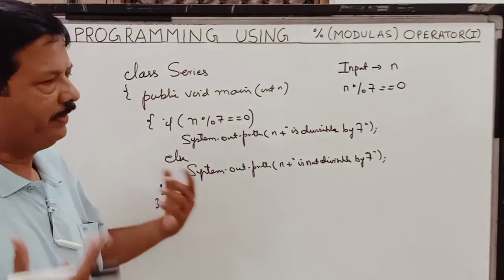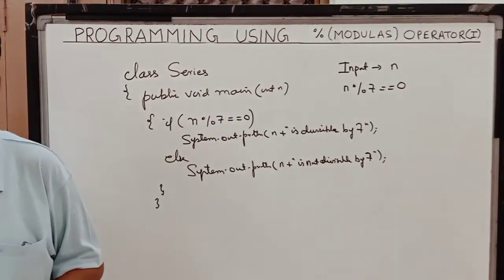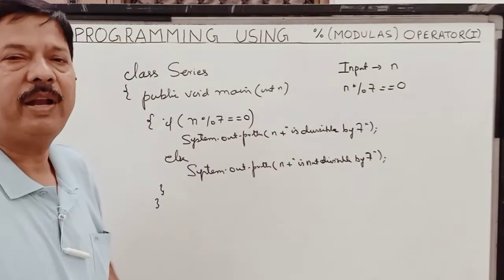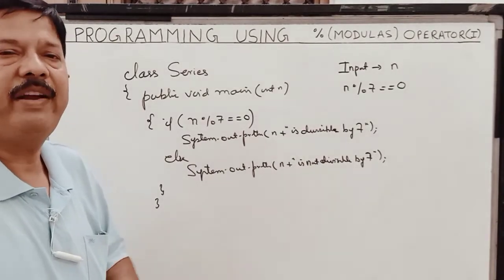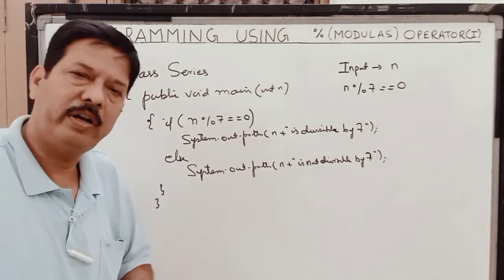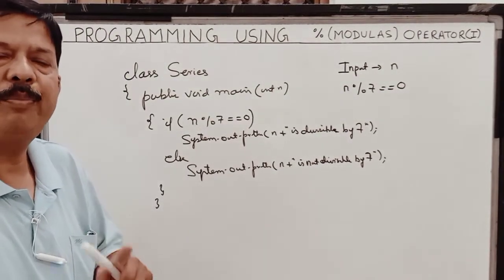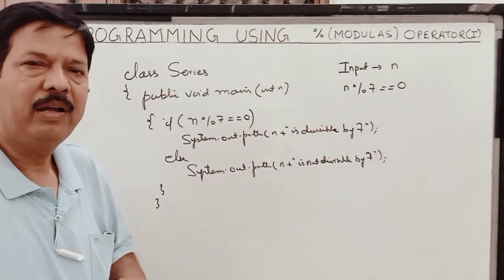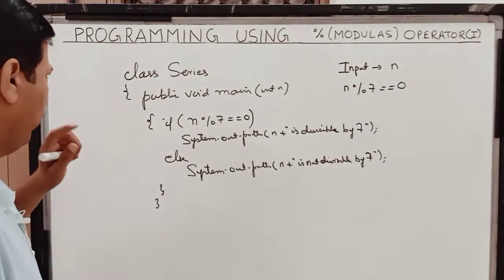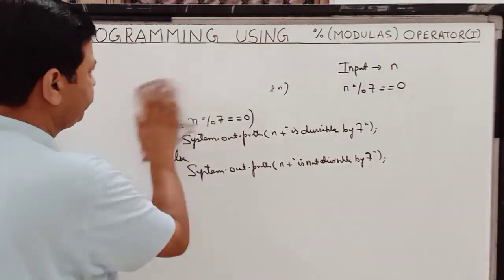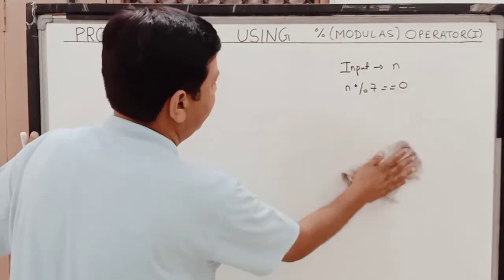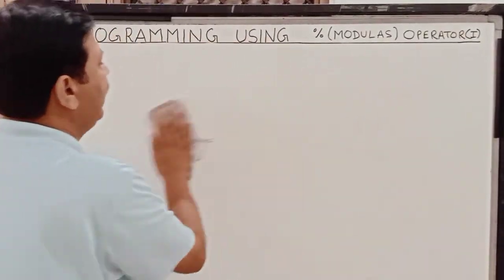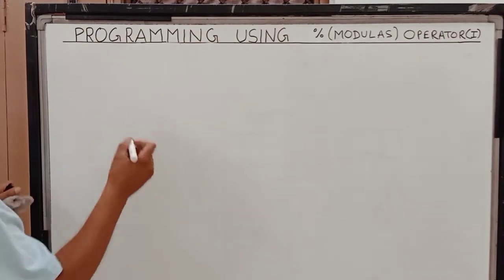Now the same program can be done. Write another program. The another program is: write a program to input an integer number and check whether it is an even number or an odd number. Now children, all of you know that even numbers are divisible by 2 and odd numbers are not divisible by 2. So the same condition I am going to put here to check.